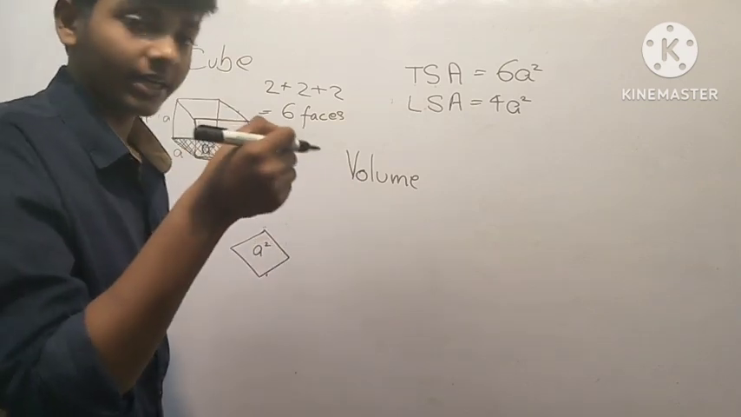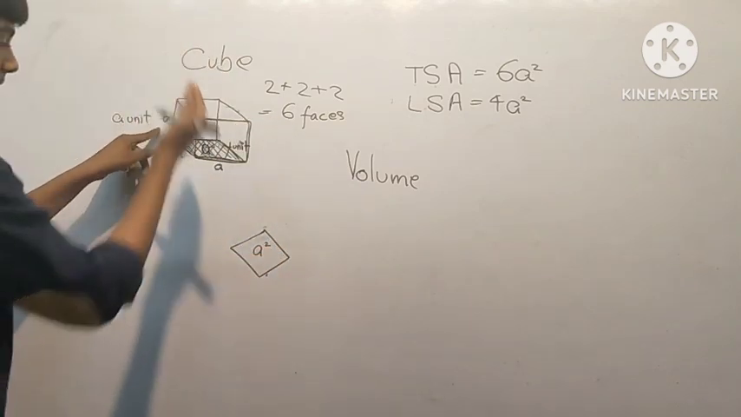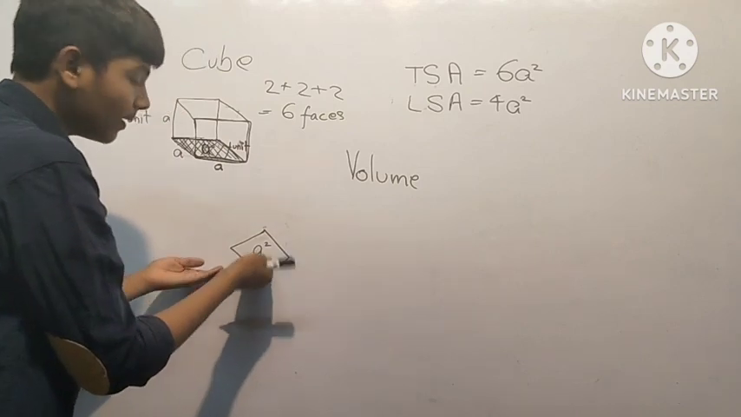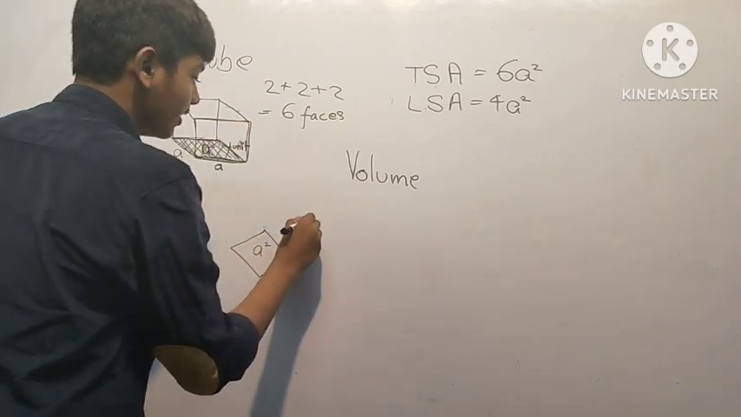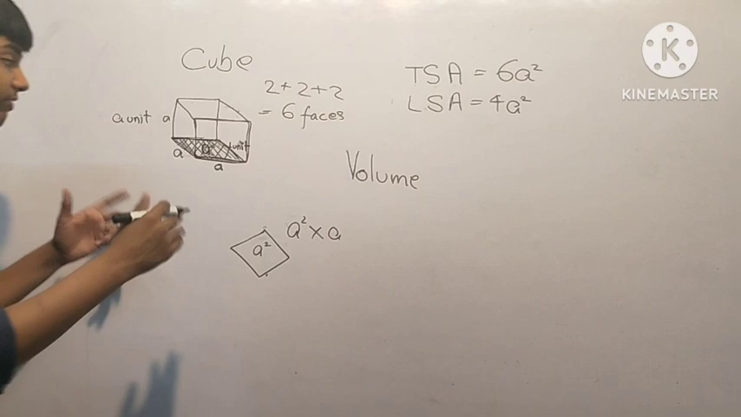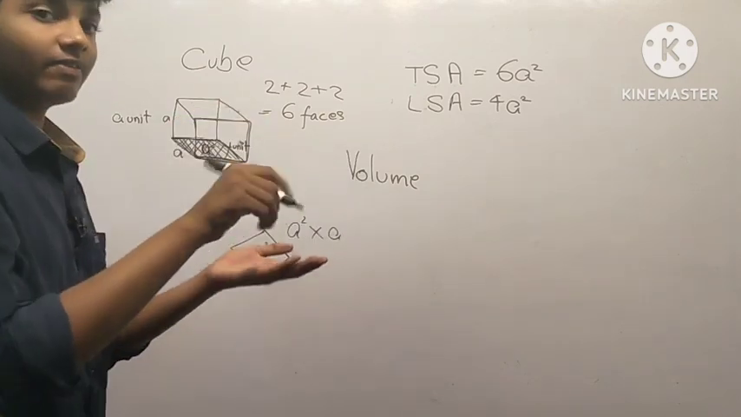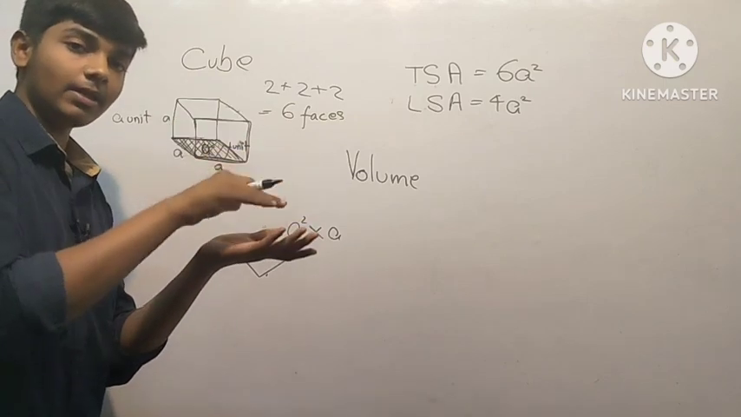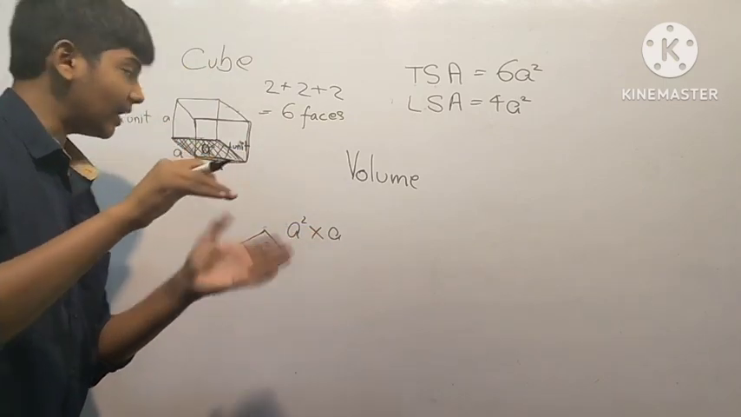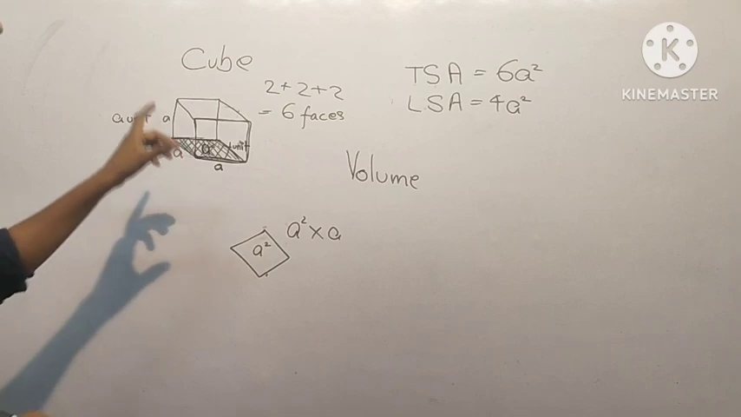The thickness is 1 unit, and there are A such units in height. So we multiply this A square by A. So we get A square into A. If we multiply this thin layer of paper by A, we will get as many layers as the units, A units. Correct? So we will get a cube.